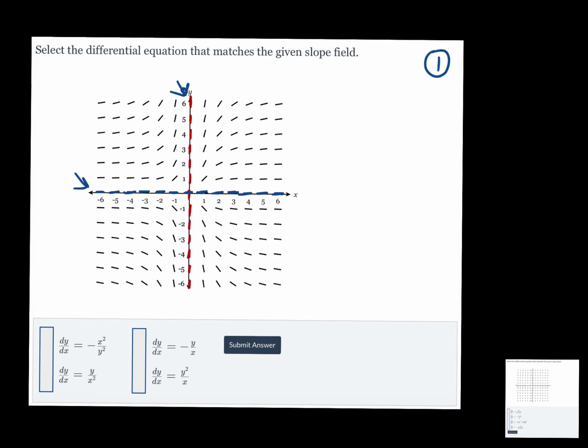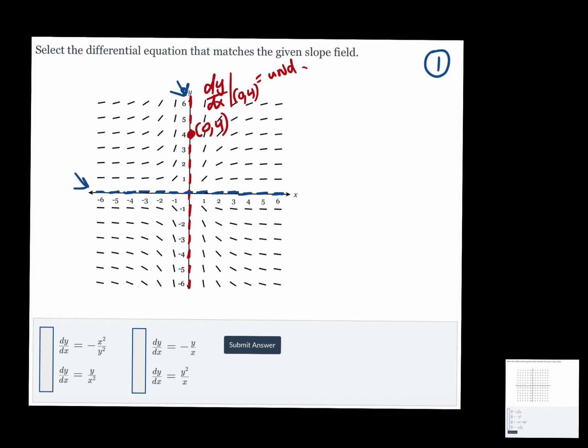Let's take a test point. How about we do this one right here? I'm going to choose (0, 4), when x is 0 and y is 4. I know that I get an undefined slope, right? Whatever the dy/dx is, the slope of the tangent line at this point (0, 4) needs to equal undefined. All right, let's see if we can narrow down our search.